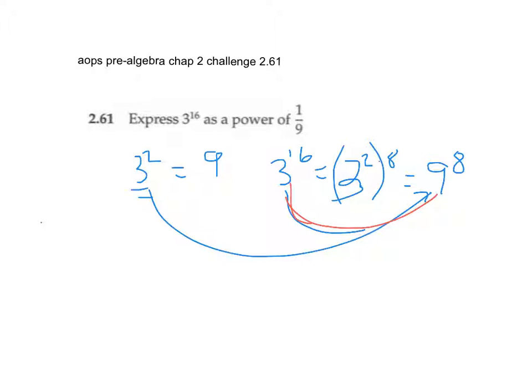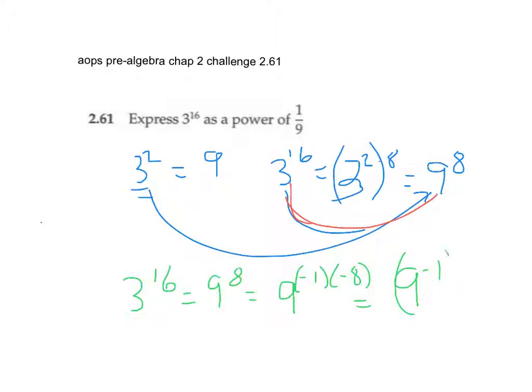Okay, so now let's see if we can go to 1/9. So 3 to the 16th equals 9 to the 8th, because 9 is 3 squared. So we're going to do 9 to the minus 1 times 9 to the minus 8. That equals 9 to the minus 1 to the minus 8th power.